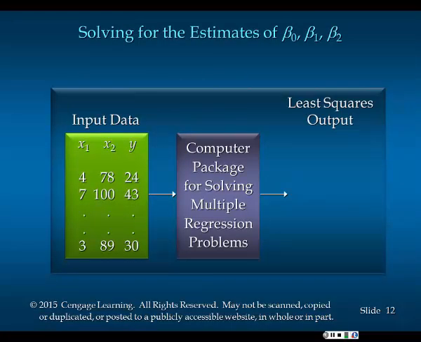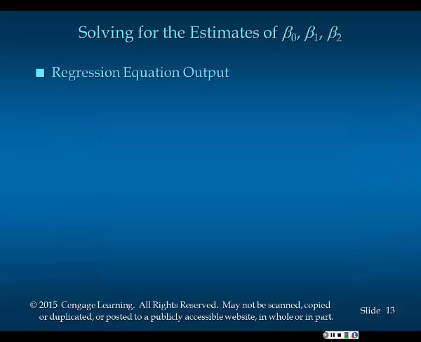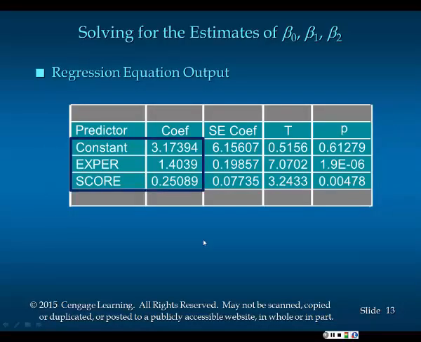So we input the data into a computer package. Your computer package does this. It spits back out a table like you've seen before. We did it yesterday. And you get your constant, your slope for the aptitude test, and your slope for years of experience, and you're told how much of the variation that actually explains. So you see the following regression output. The constant here is 3.17, experience is 1.4, and scores is 0.25.